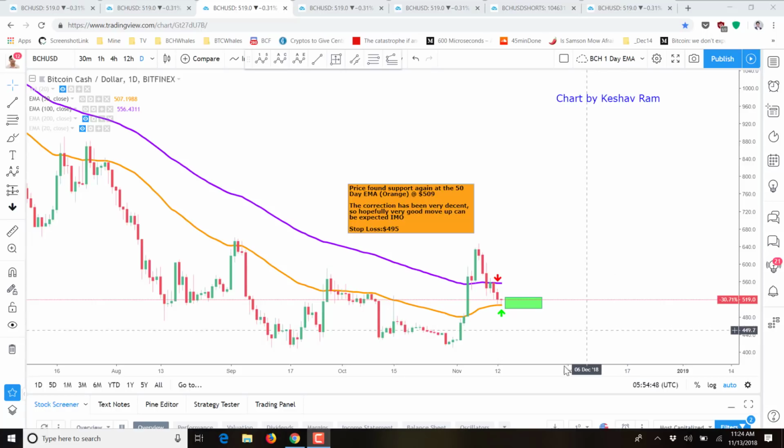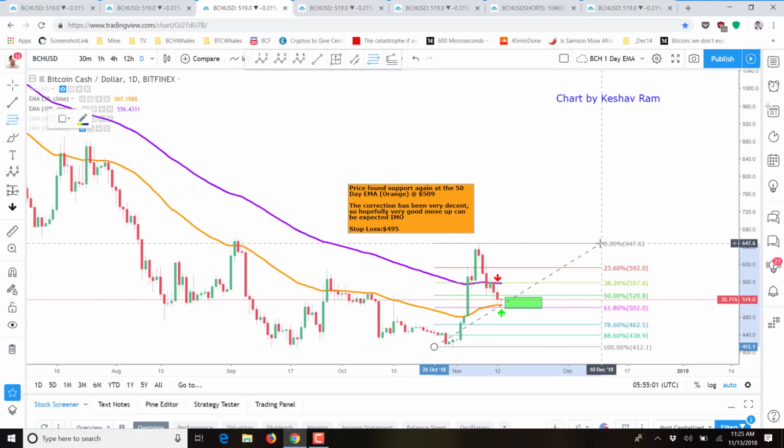So one-day chart, we have been assuming for a few days that 500 will act as support, which is also the 0.618 fib. If I draw from here to the top that we got at 647, you can see that 0.618 is around 502. And so we drew this box and I shared a lot of tweets and videos that 500 should be the area where we get support.